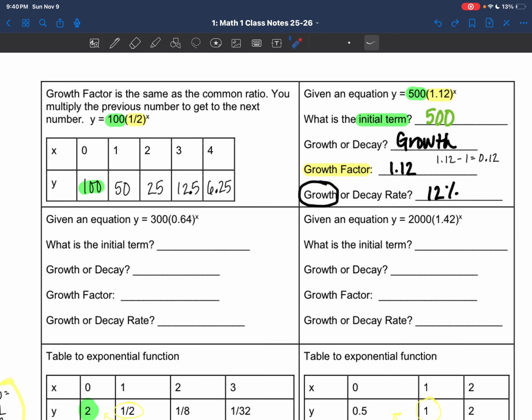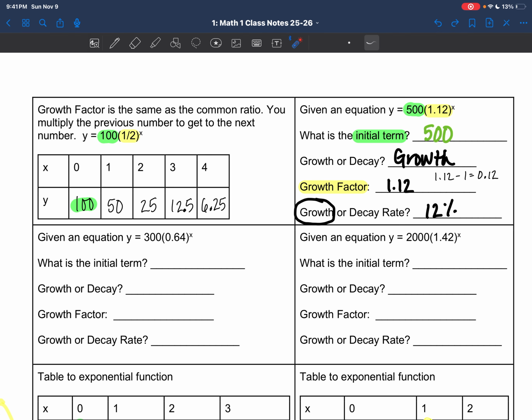And then on this side, now we're just practicing. So it says growth factor is the same as the common ratio. You can multiply a previous number to get the next. So we're just completing a table. So we're starting at 100, and what this is telling us is you're going to multiply by 1/2. So if you multiply by 1/2, you get 50. Multiply by 1/2, you get 25, and continue the pattern.